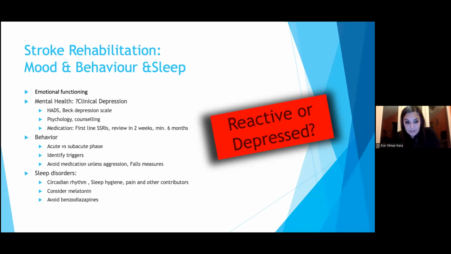Sleep disorders, again, external factors and the impact of the stroke on circadian rhythm. And let's face it, hospital is not an ideal place to have a good night's sleep. And our patient can have pain and other contributors. If there is a problem with the circadian rhythm, we may consider melatonin rather than benzodiazepines for management of sleep disorders, but obviously sleep hygiene is the first to look into.